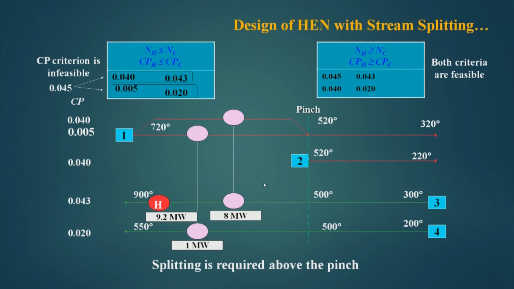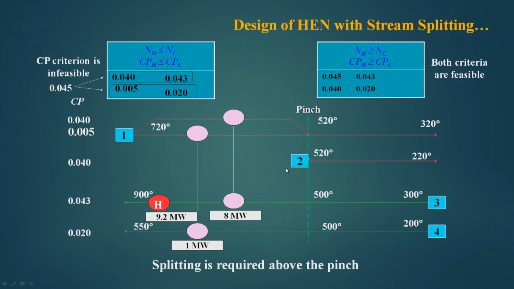Now, we can calculate here, if this is from 500 to 550, 550 to 500, so this is 50 into 0.02, which comes to be 1 megawatt. So, this stream is ticked off because it requires 1 megawatt.